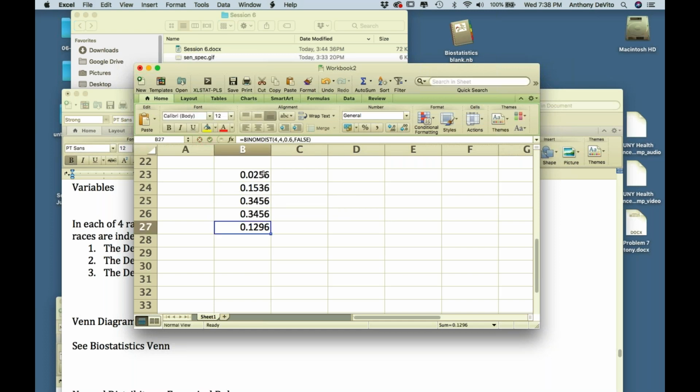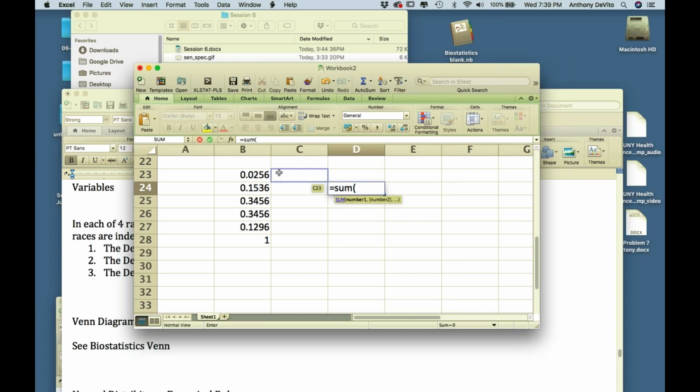Okay, so this is the probability of getting no wins in the four races, the probability of getting 1 out of 4, 2 out of 4, 3 out of 4, and 4 out of 4. And of course, if I add all these together, it's all the possibilities I can have. So it adds up to 1. And if I wanted to know what's the probability of winning 2 or fewer, that's going to be equal to the sum of winning 2, 1, or none, which is 52%.